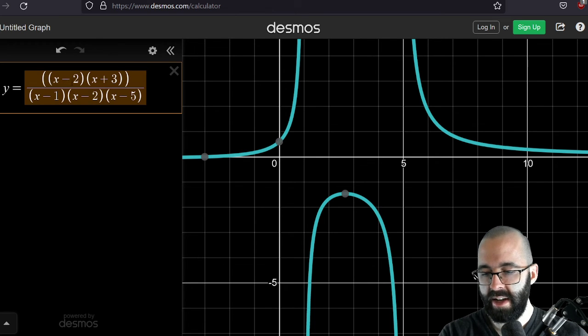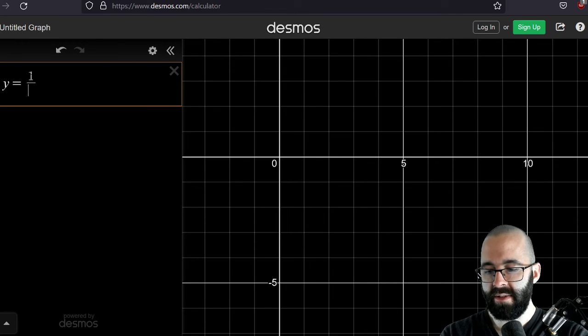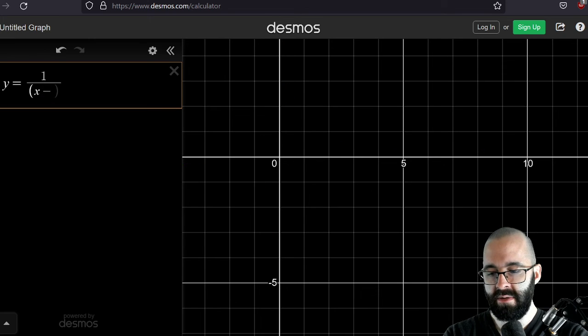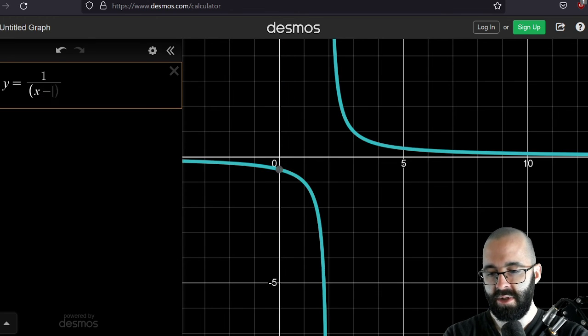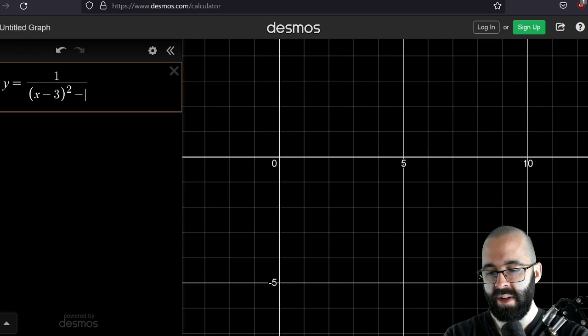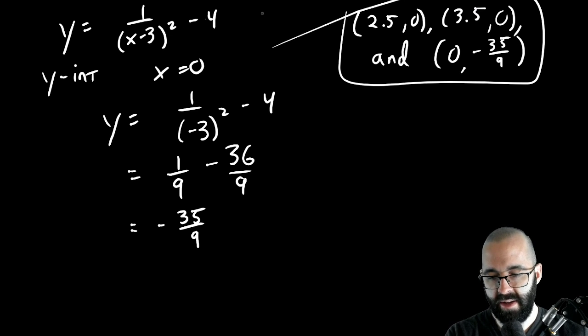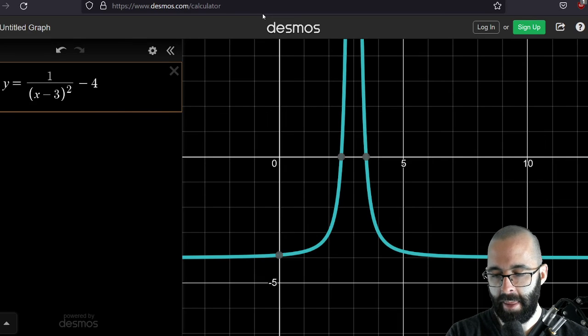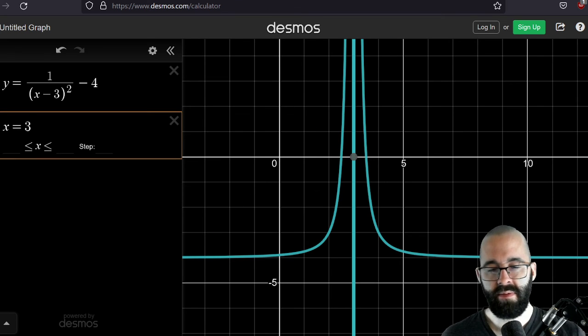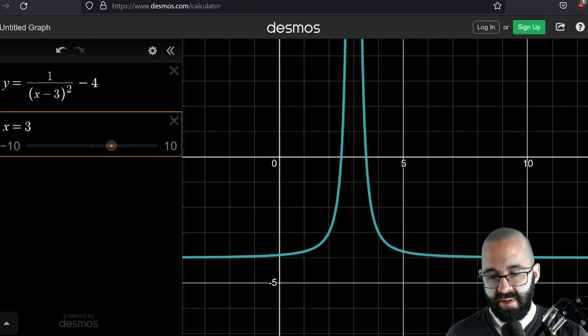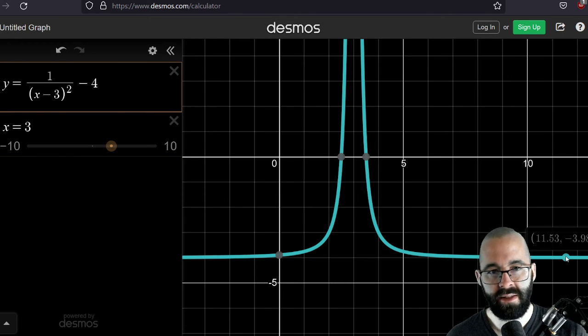First off, our answer should look like the reciprocal squared function shifted to the right 3 units and down 4. Right, that is what our function was. So this is a reciprocal squared function. Is it right 3 units? Yep, that's where the vertical asymptote is. And was it shifted down 4? Yep, you can see the horizontal asymptote is now at -4.